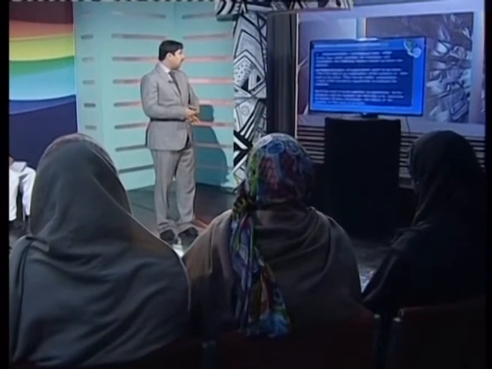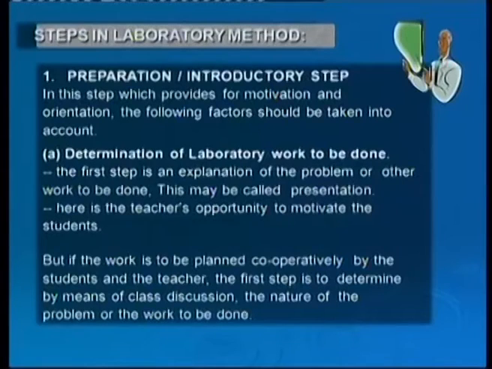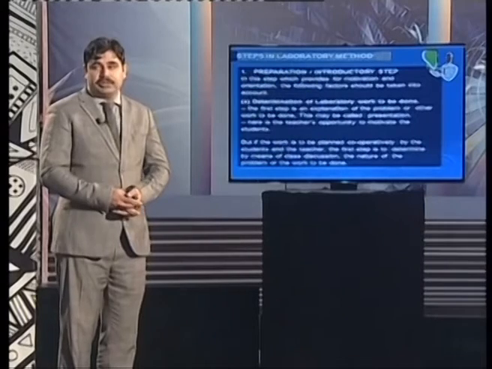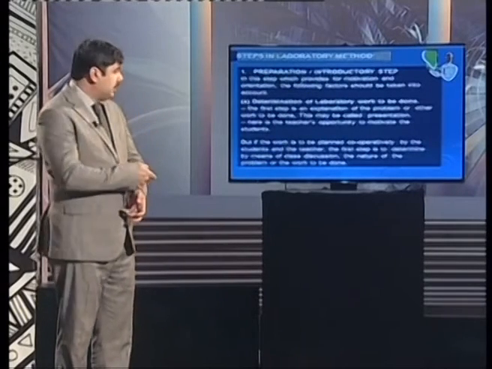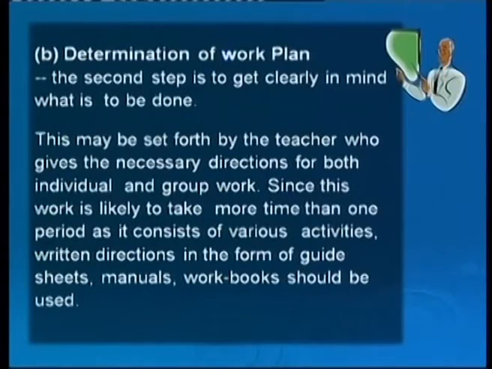Okay, next, there are certain steps while performing the laboratory method. First of all, the preparation or introductory step. In this step, which provides for motivation and orientation, the following factors should be taken into account. The first factor is determination of the laboratory work to be done. First of all, you have to determine what you are going to perform in the experiment. And the second is determination of the work plan. You have to plan certain activities which you are going to perform in the laboratory.